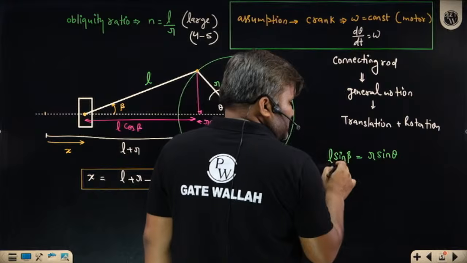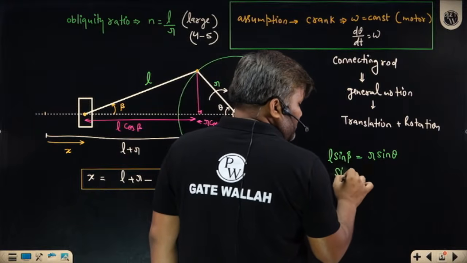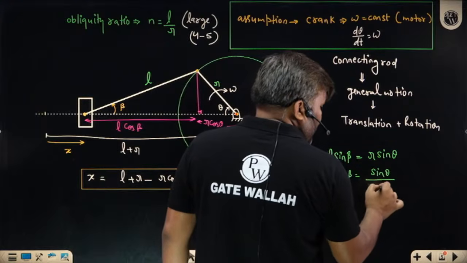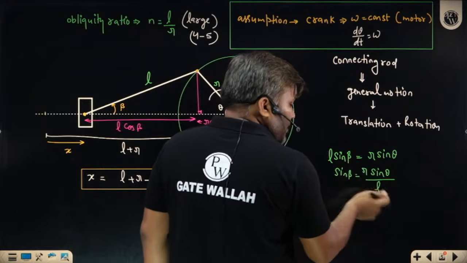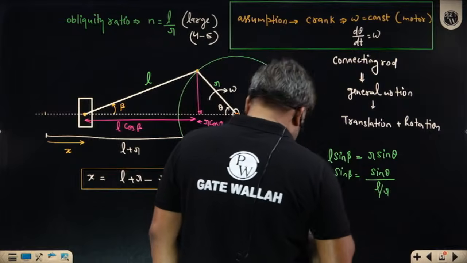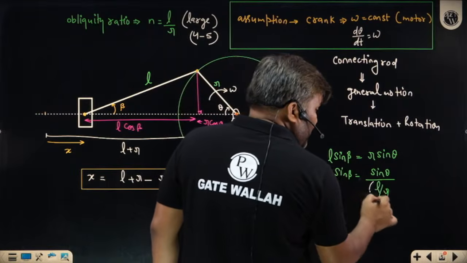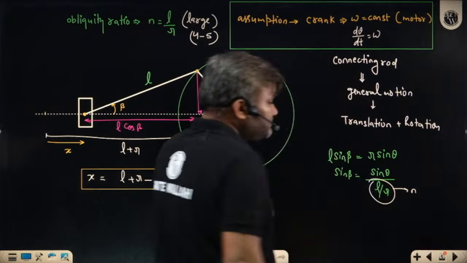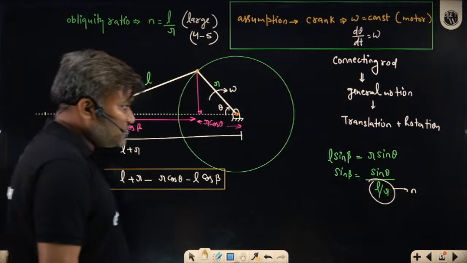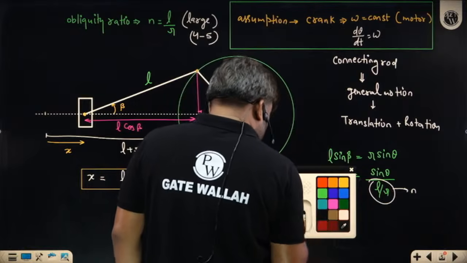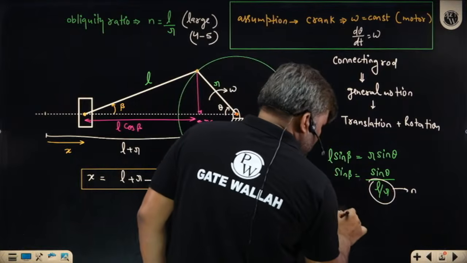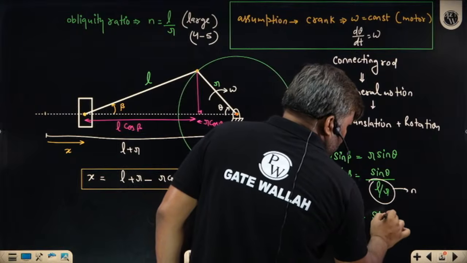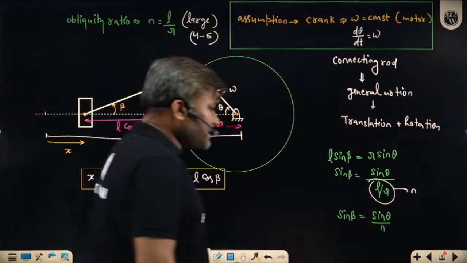So can I write sine beta as sine theta times R divided by L; R is above, so I can take this R to this side, as L by R. And what is the value of L by R? Sir, L by R we can also write as n. So can I write sine beta as sine theta divided by n? Can I write it like this?